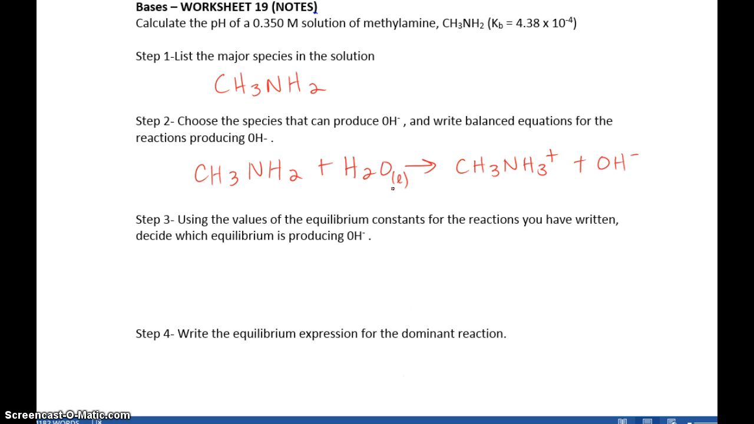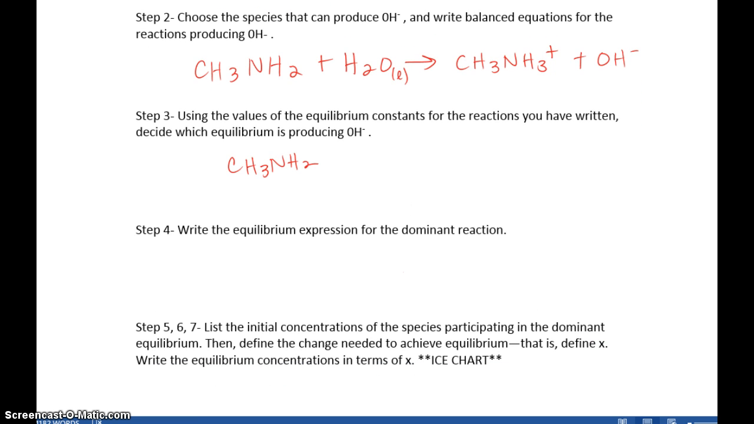Using the values of the equilibrium constants for the reactions you had written, because we could have multiple weak bases together, but in this case we don't, decide which equilibrium is producing hydroxide. And so in this case, it's that CH3NH2, that is. Now, it says to write the equilibrium expression for the dominant reaction.